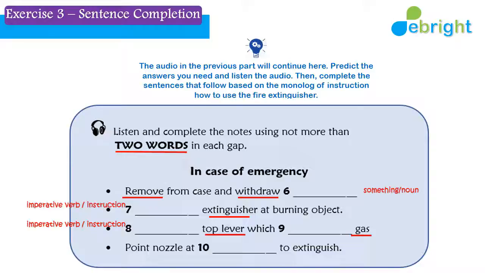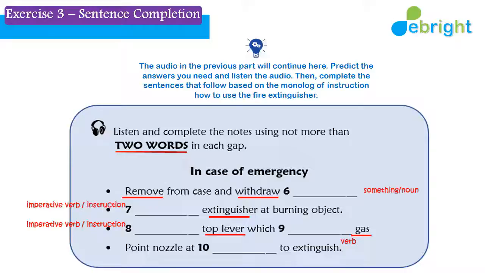So whenever you listen for the word gas, you should prepare to fill in number 9. So you need a verb over there, because you've got the object, you've got the subject of top lever and the connecting word which, so we need a verb.